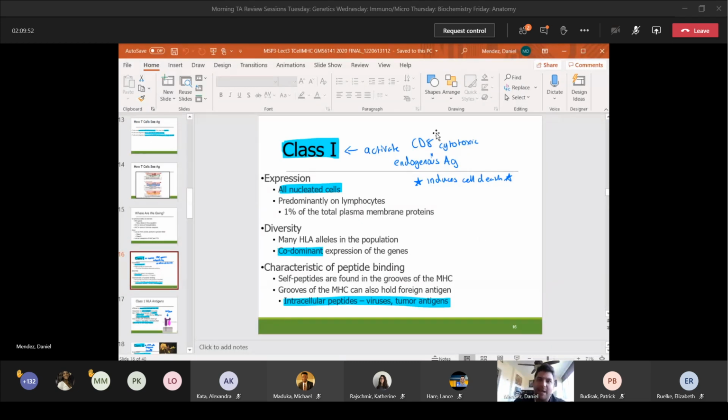So what I've written at the top here is the easy way to remember it: class 1 is for the CD8 cells, and we'll go through another mnemonic. That's an easy way to do it. But class 1 is CD8 cells, which are endogenous. CD8 deal with viruses and tumors. So it's anything that's inside the cell.